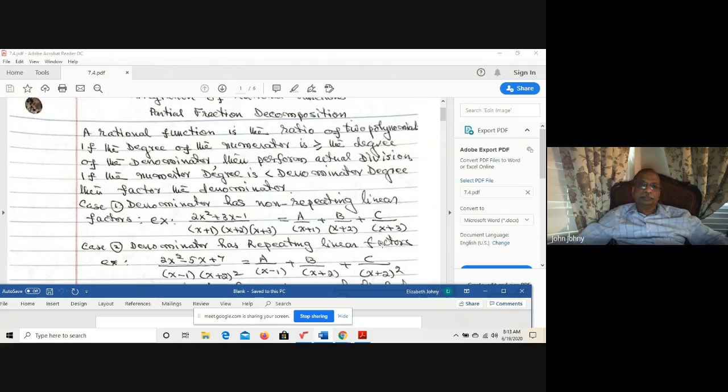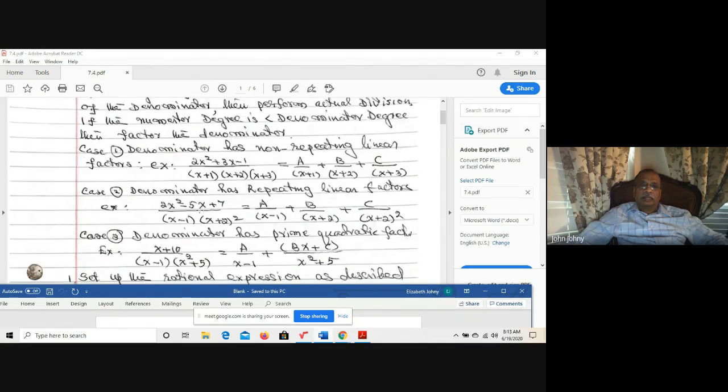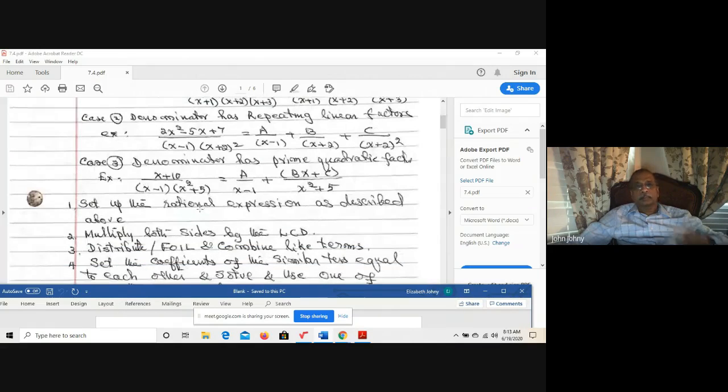Case 3. The denominator has non-factorable quadratic factors. So the denominator has prime quadratic factors. For example, x plus 10 divided by x minus 1 times x squared plus 5. x squared plus 5 is not factorable. So in that case, you write a divided by x minus 1, plus bx plus c divided by x squared plus 5. Because the denominator is second degree, the numerator must be first degree: bx plus c divided by x squared plus 5.